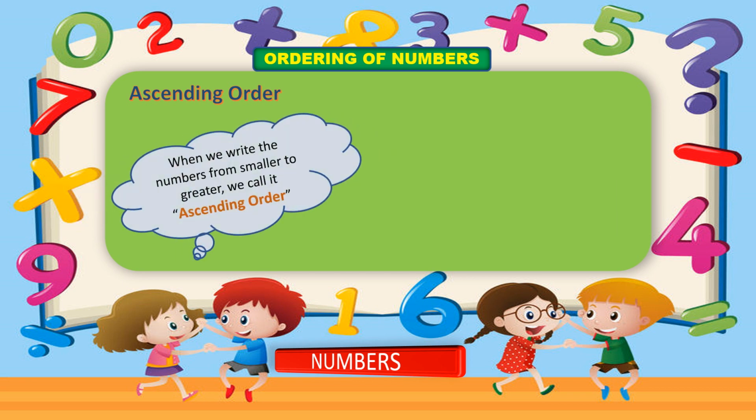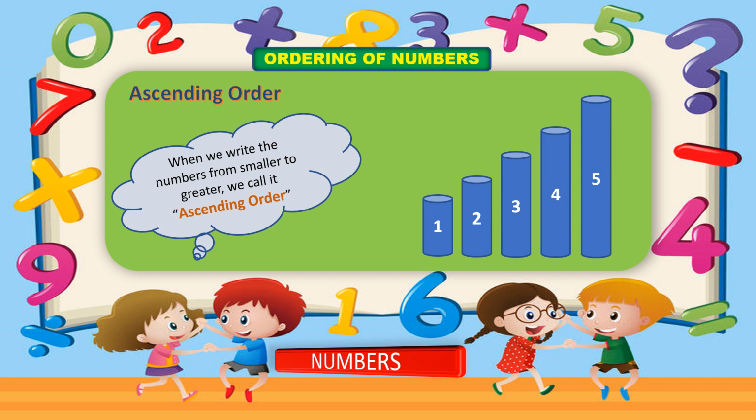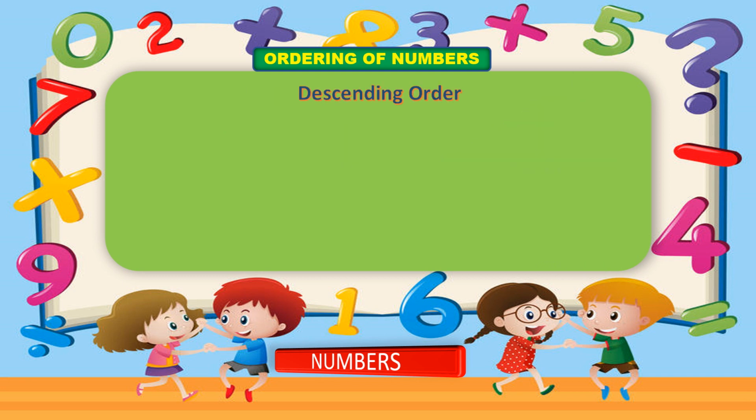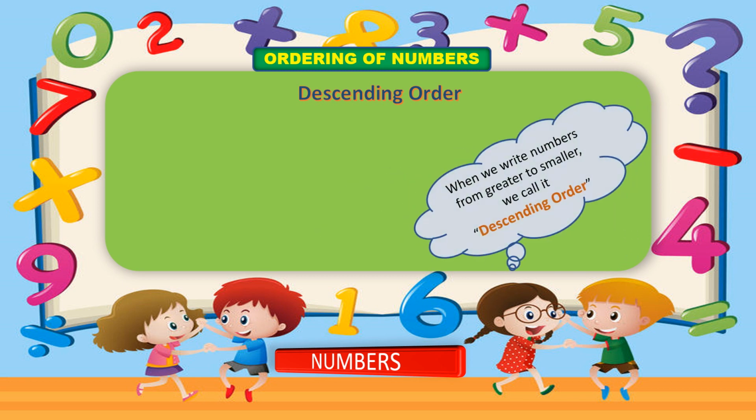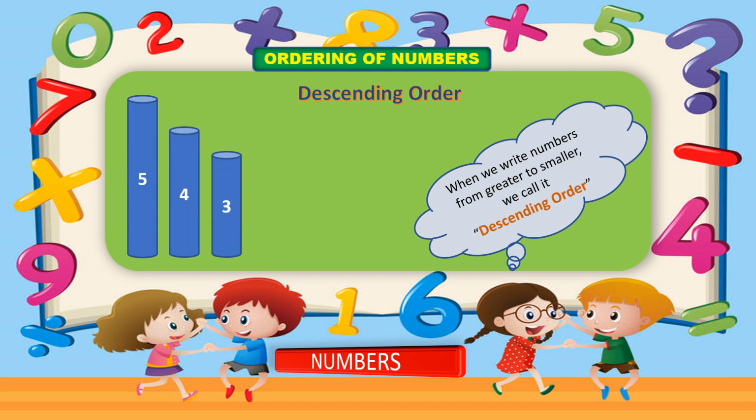Ordering of numbers. Ascending order. When we write the numbers from smaller to greater, we call it ascending order. Descending order. When we write numbers from greater to smaller, we call it descending order.